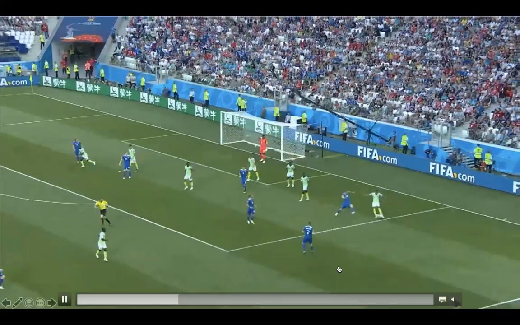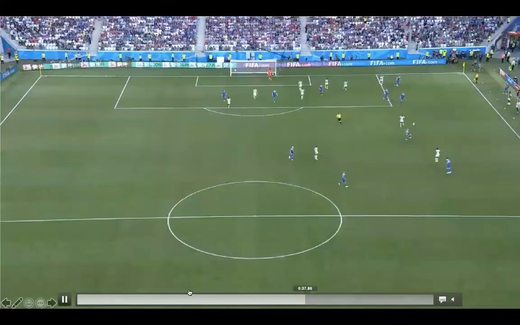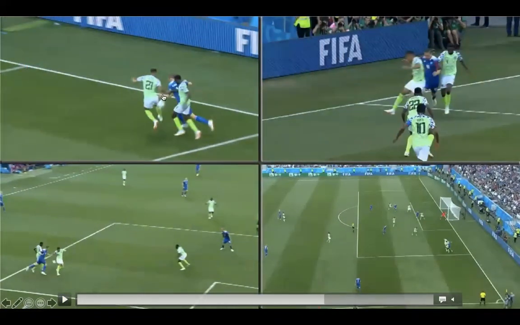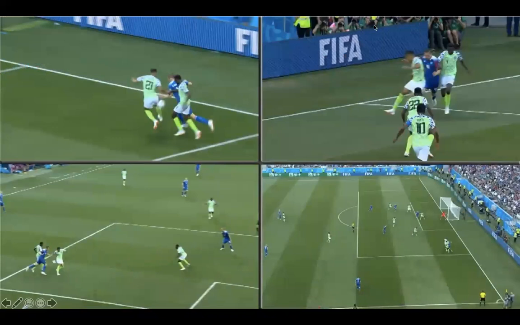This one's a little harder to pick up, so we have to wait until the very end of the replay. Now we will watch this one again. So notice this player, number 21, as we watch this.